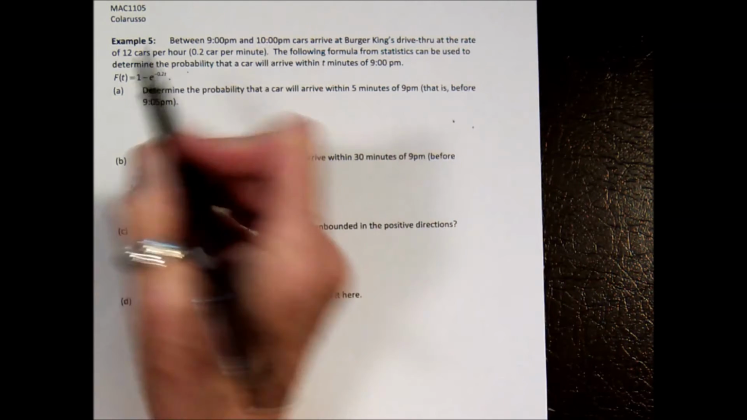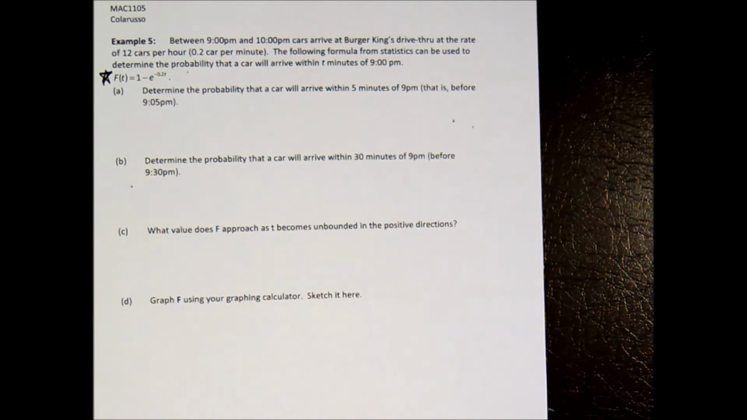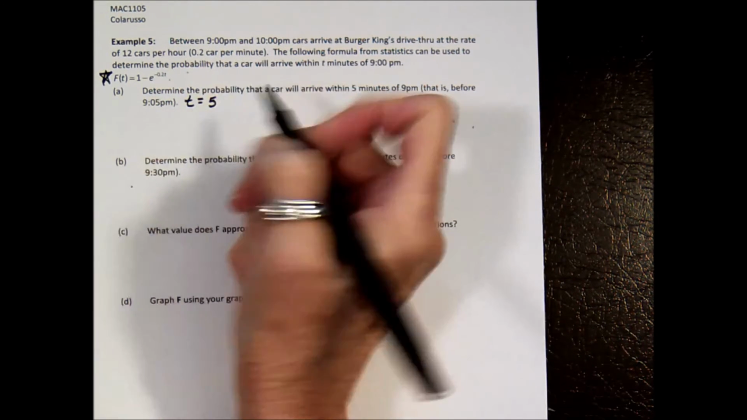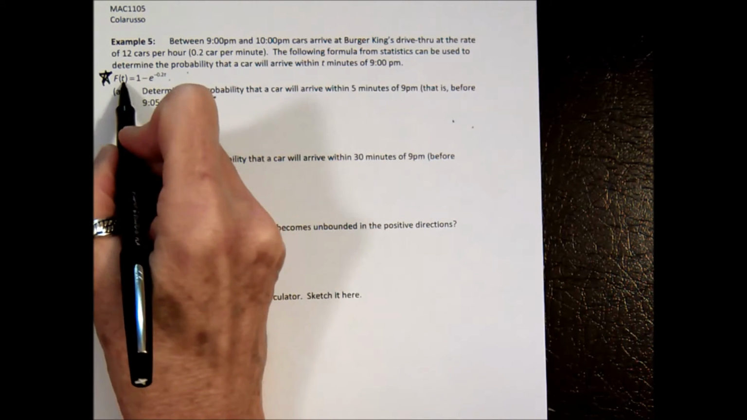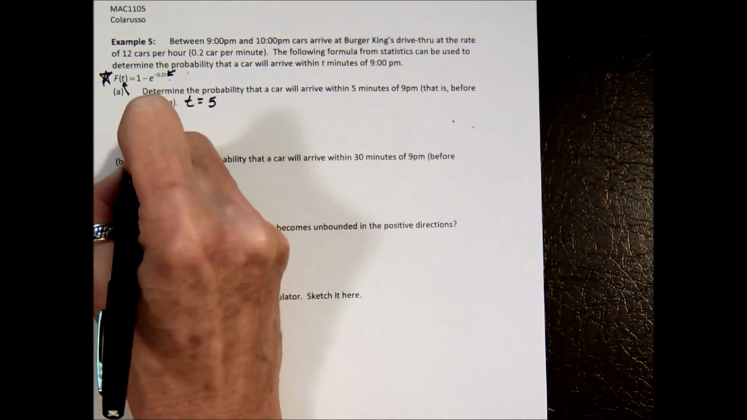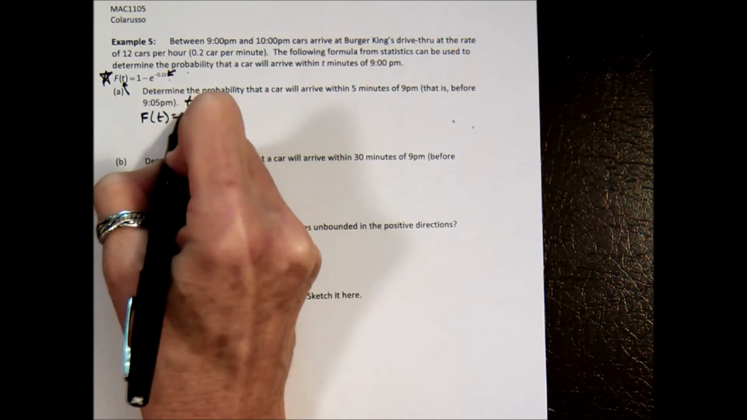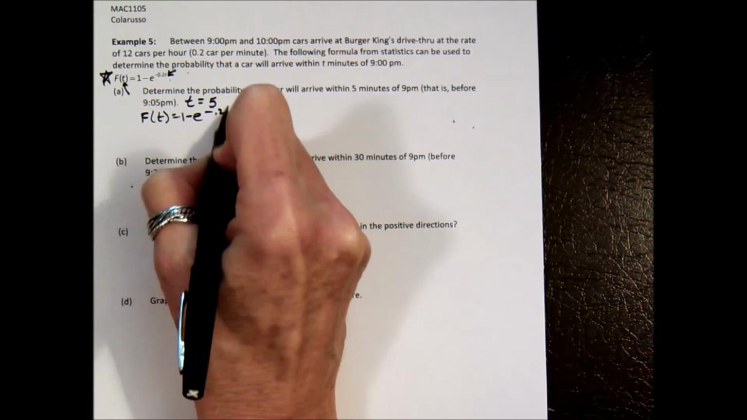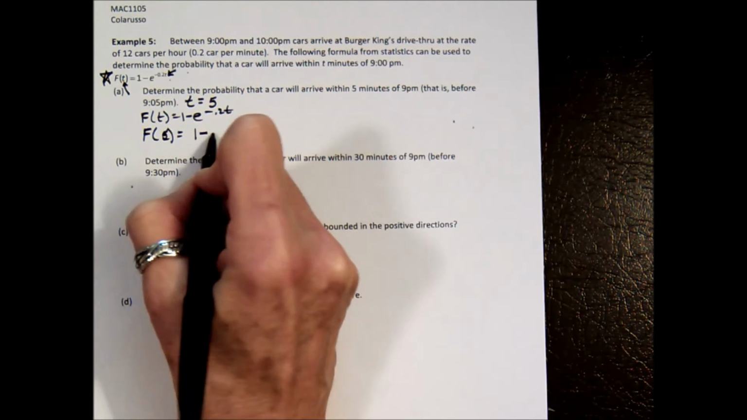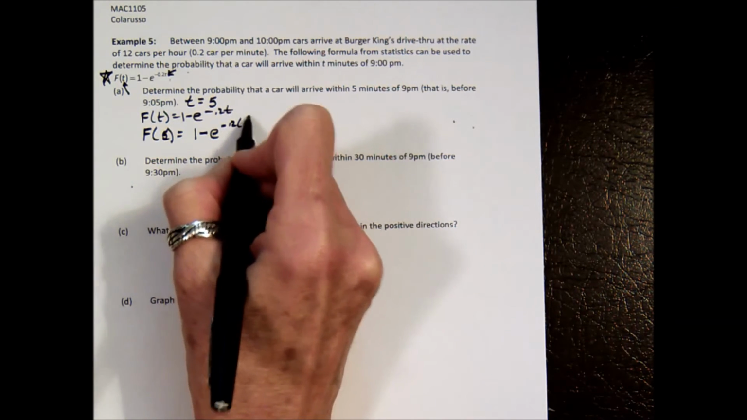And this is the formula right here. So it says determine the probability that a car will arrive within 5 minutes of 9 p.m. That is before 9:05. So that means that t is equal to 5. So what we are really wanting is we're going to replace that t with a 5 and that t with a 5. So if f of t is equal to 1 minus e to the negative 0.2t, we want f of 5 minutes. 1 minus e to the negative 0.2 times 5.